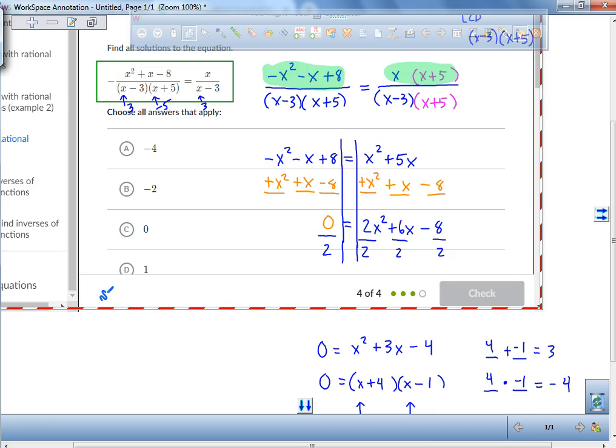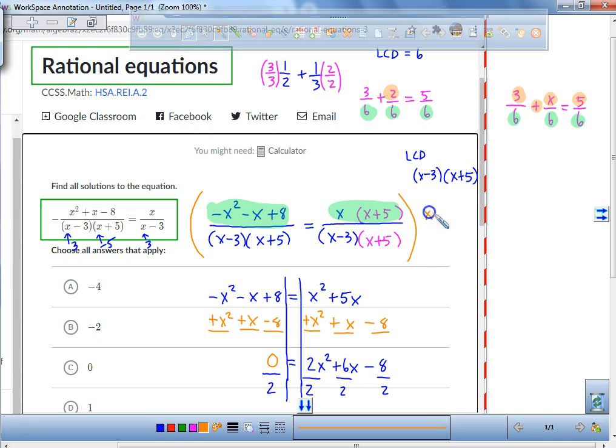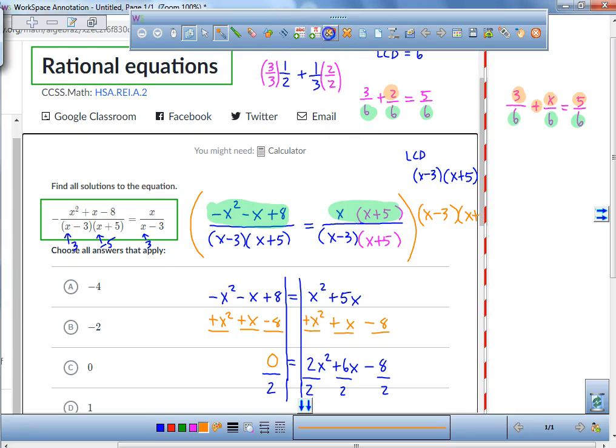What I want you to see, though, here's kind of the cool news. Technically, here's all that they did. You don't have to write it down, but this is what they did. They took this whole thing and multiplied it by x minus 3 times x plus 5, so that everything ends up canceling out, and you're left with this. But basically, what did I want you to know? I want you to know that this numerator will equal this numerator as long as you have a common what? Common denominator.